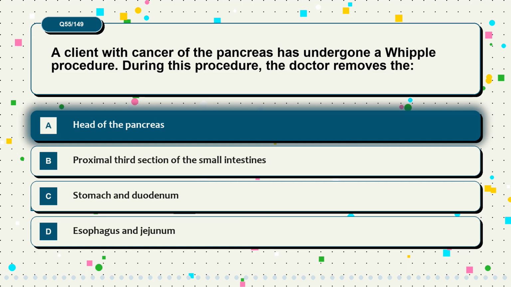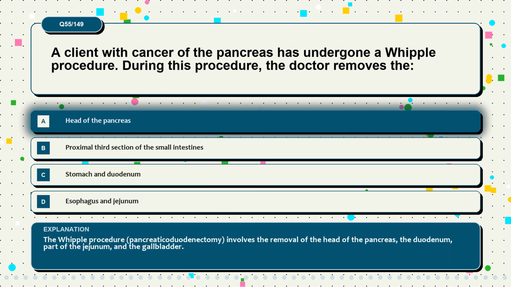The correct answer is option A. Head of the pancreas. The Whipple procedure, pancreaticoduodenectomy, involves the removal of the head of the pancreas, the duodenum, part of the jejunum, and the gallbladder.